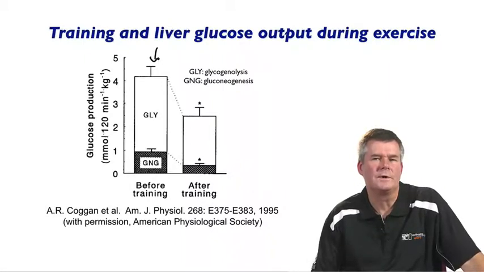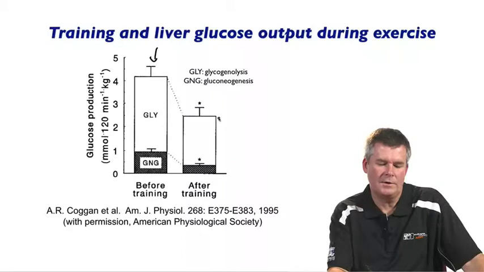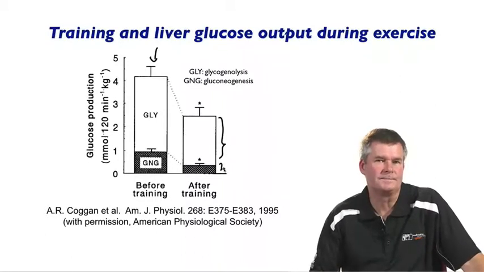Furthermore, you'll notice that after a period of training, just as we saw a reduction in muscle glucose uptake and oxidation, you can see a parallel reduction in liver glucose output. And interestingly, that reduction occurs in both glycogenolysis and in gluconeogenesis.